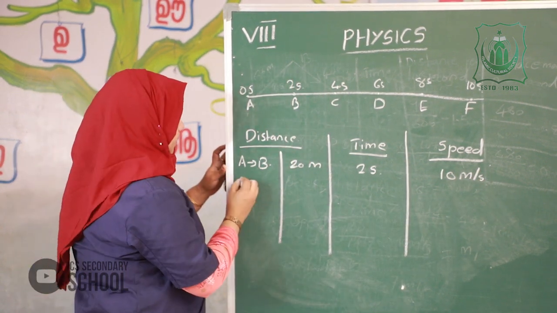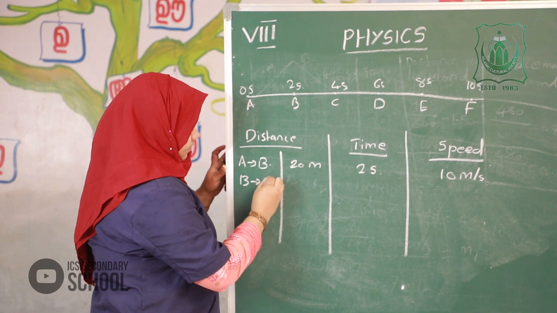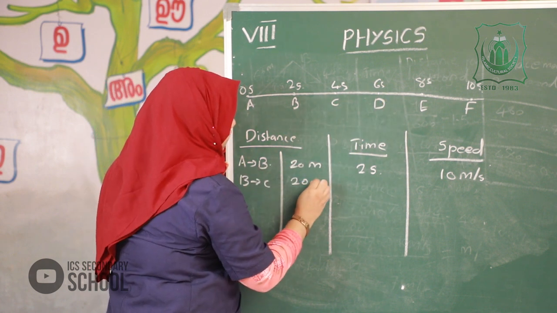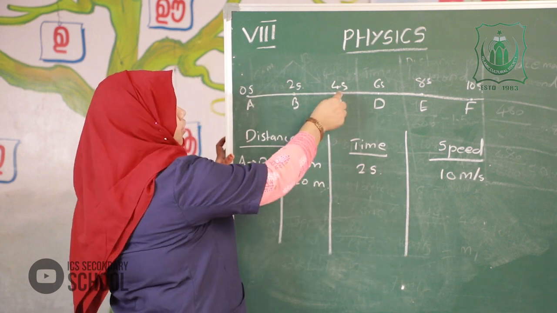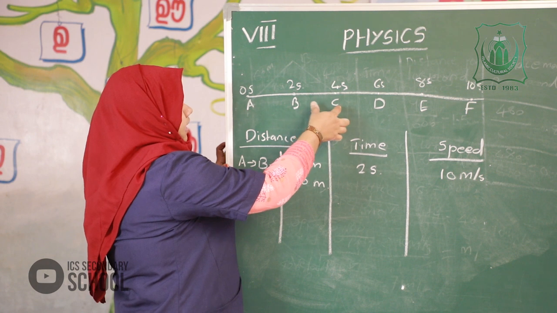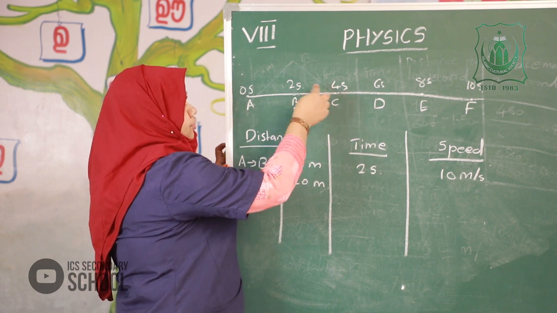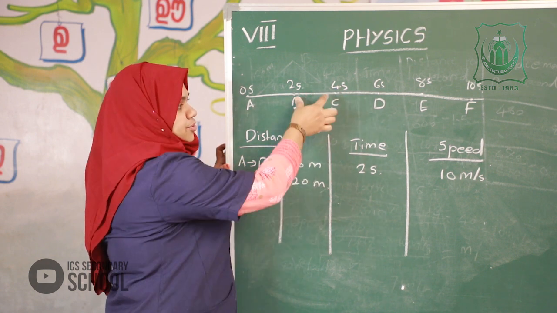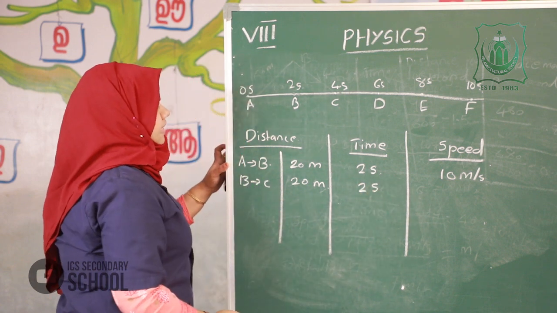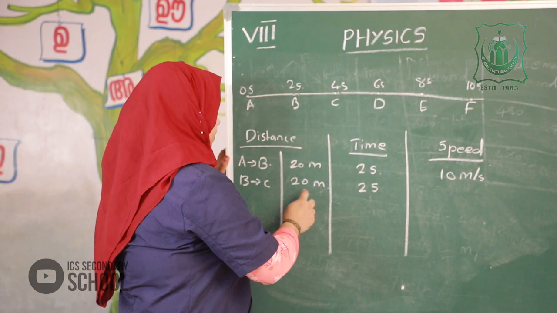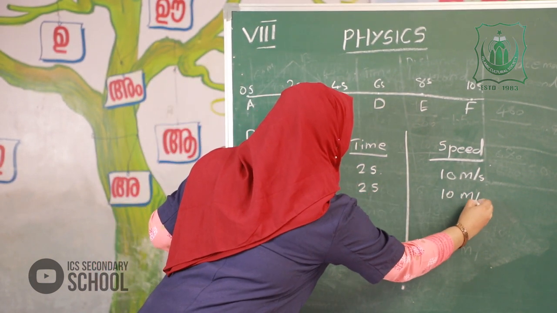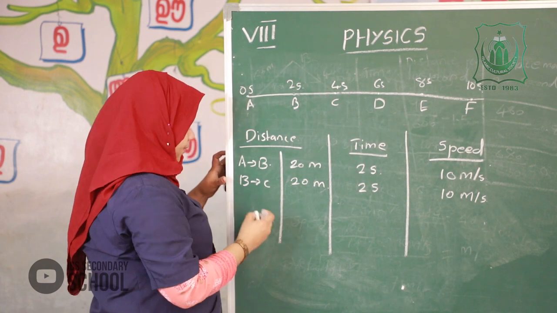Got it? Then B to C. Same distance, 20 meter. Time is 4 seconds minus 2 seconds. From B to C, 4 minus 2 or 2 to 4, how much time is taken? 2 seconds. So we can write 2 seconds. Then speed, we get 20 by 2, 10 meter per second is the unit.